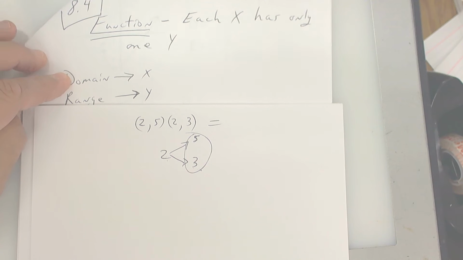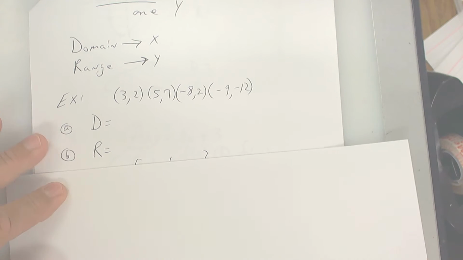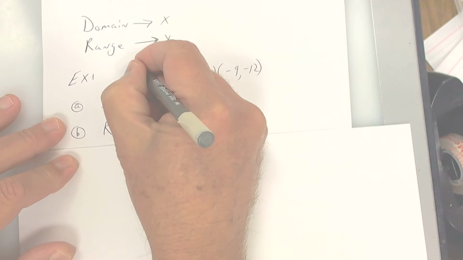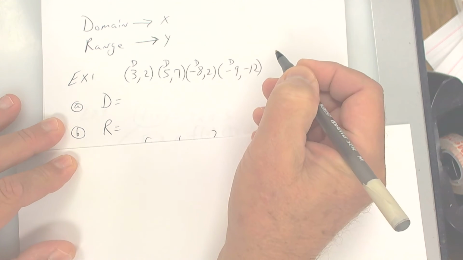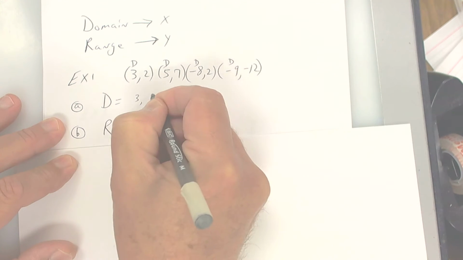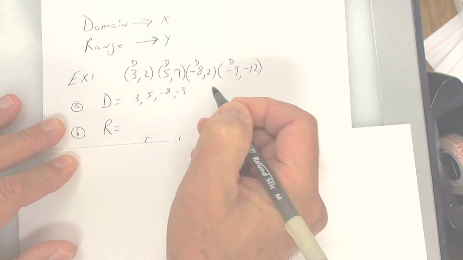The domain is your x's, all right? And the range is your y. So let's take a look here. What is the domain and the range? Well, your domain is this. So all the x's are your domain. So you would just rewrite that. So you would put 3, 5, negative 8, and negative 9. Those are your domains.